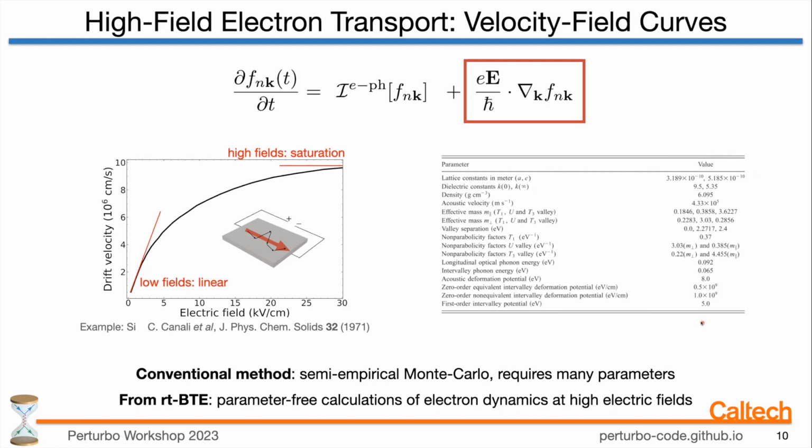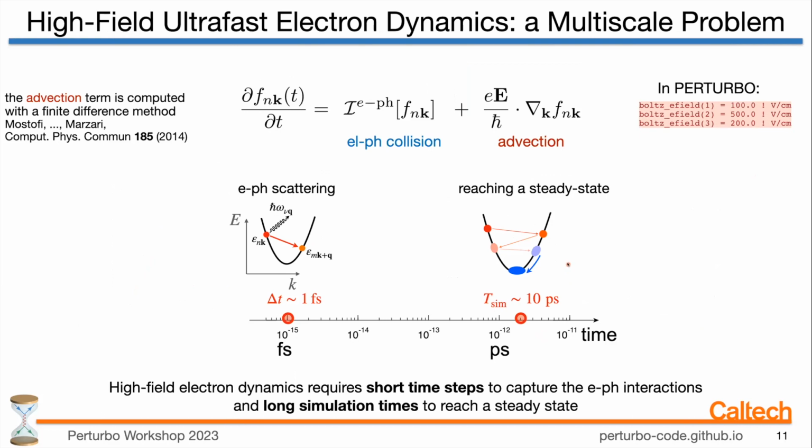So now here within RTBTE, we want to perform a parameter-free calculation of the electron dynamics at high field, having zero empirical parameters. So we have implemented this high field term in the Boltzmann transport equation, and that became available from the 2.0 version.